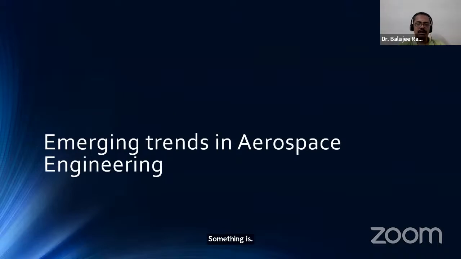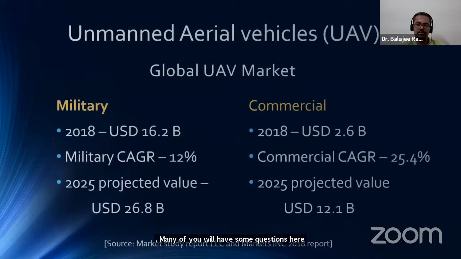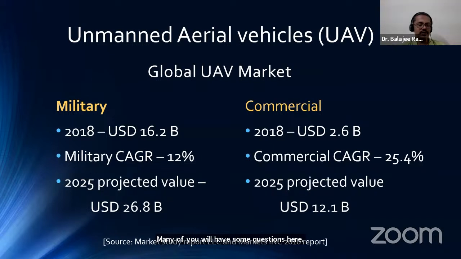Now let's look at emerging trends in aerospace engineering. Many of you will have some questions here, so let me try to answer them. One emerging field is unmanned aerial vehicles. It's called UAV. UAV means unmanned aerial vehicles. Now these vehicles can be very small or very large. The smallest are called nano air vehicles, the size of a mosquito or something which weighs less than 50 grams.